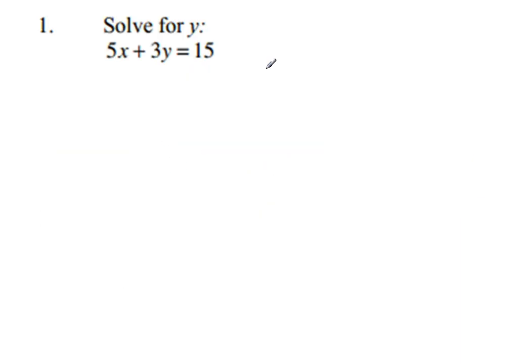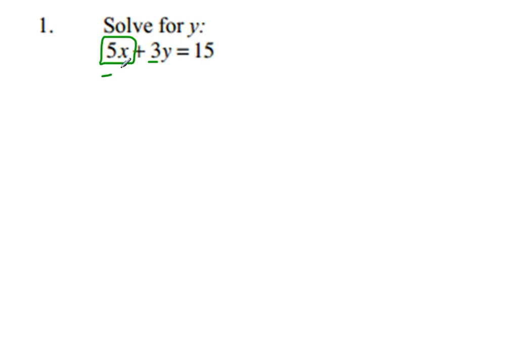So here's the first one. Solve for y: 5x plus 3y equals 15. Let's get the y by itself, so we need to get rid of the 3, and we need to get rid of the 5x. So we're going to work the opposite of the order of operations, where we typically would multiply or divide first, and then add or subtract after. We're going to subtract or add first.